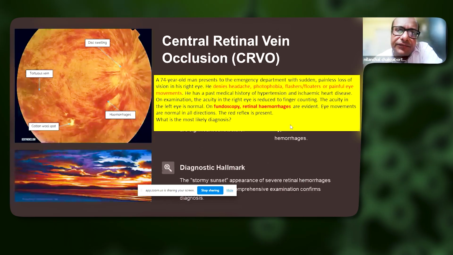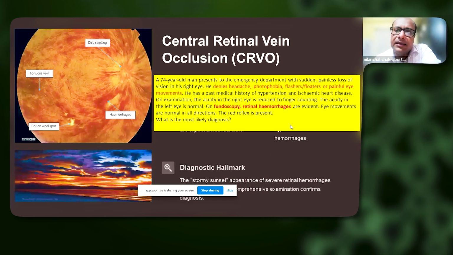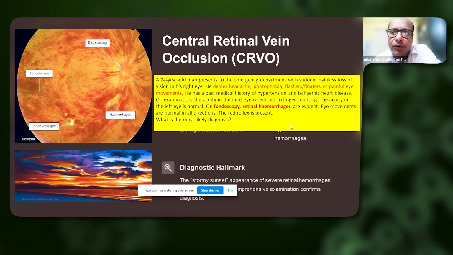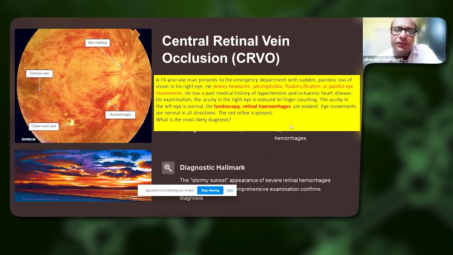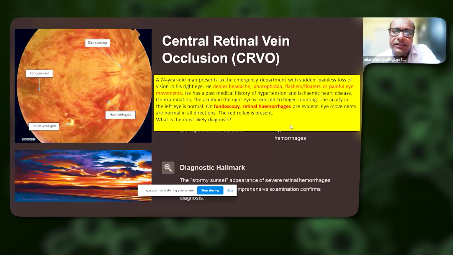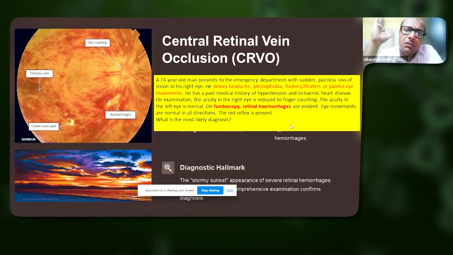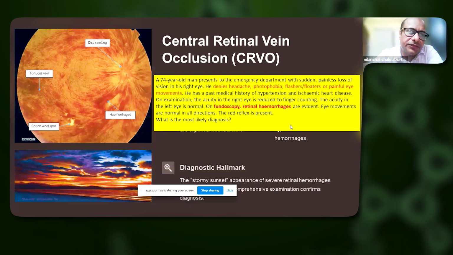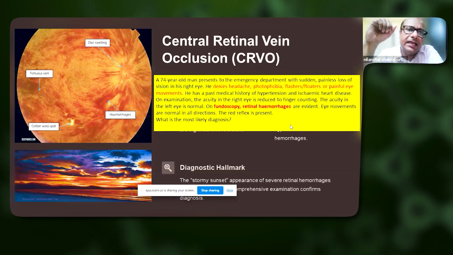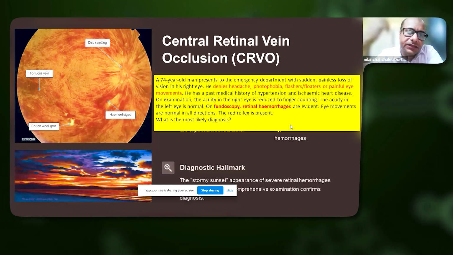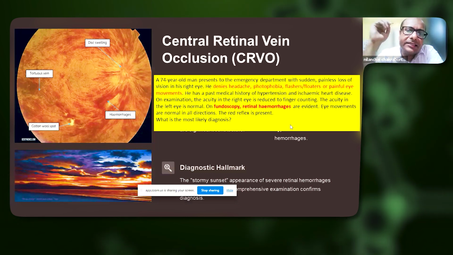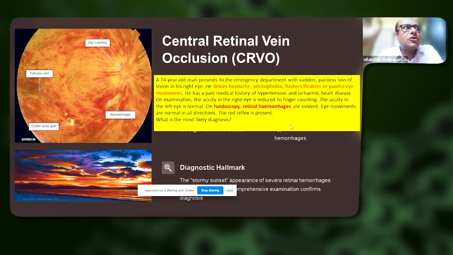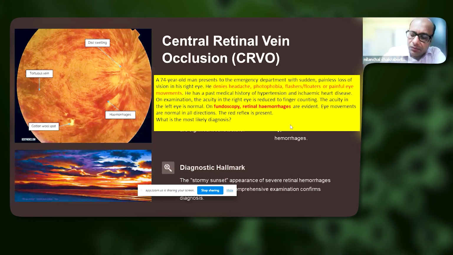Similarly, central retinal vein occlusion will again be a sudden painless loss of vision in a vasculopath. There will be no headache, photophobia, flashes or floaters, which are usually features of different vitreal disorders. In fundoscopy, the typical hallmark is the stormy sunset, because there will be multiple hemorrhages, tortuous veins, cotton wool spots and optic disc swelling, because there is edema. So the hallmark is the stormy sunset sign for venous occlusion, and pale retina with narrowed vessels for arterial occlusion.